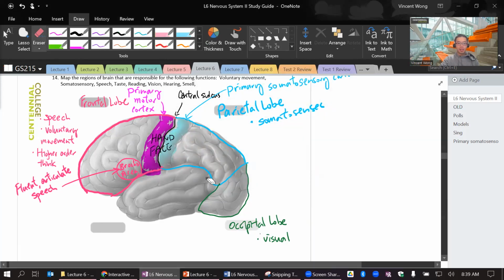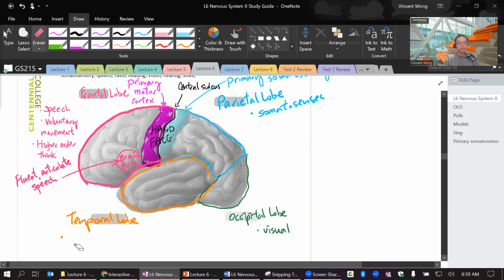And last but not least, we have this thing right here. That is, of course, our temporal lobe. What kind of senses do we process in the temporal lobe? Anybody remember? Auditory. Auditory. That's correct. Thank you, Zia. What else? One more.